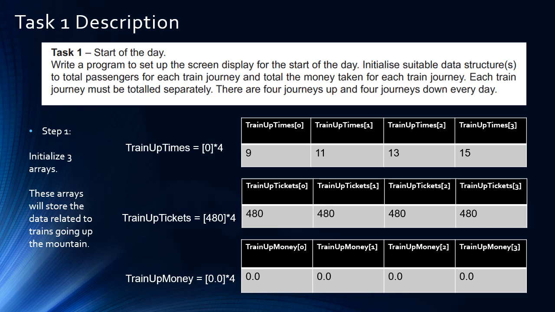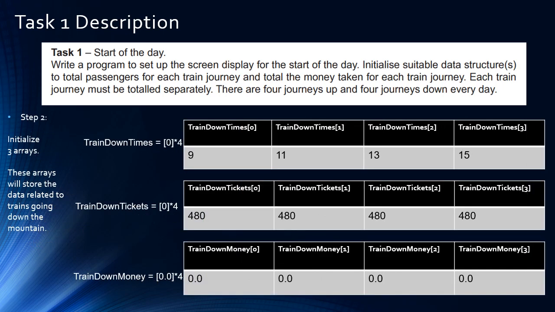The second array we're going to initialize is train up tickets, and it will hold the number of tickets that each train has left. So 480 are available at the beginning of the day for the 9 a.m. train, for the 11 a.m. train, for the 13, and for the 15 o'clock train. And finally, another array will hold how much money has been made on the first trip at 9, the second trip at 11, the third trip at 13, and the fourth trip at 15 o'clock. So these 3 arrays store the data for the trains going up the mountain.